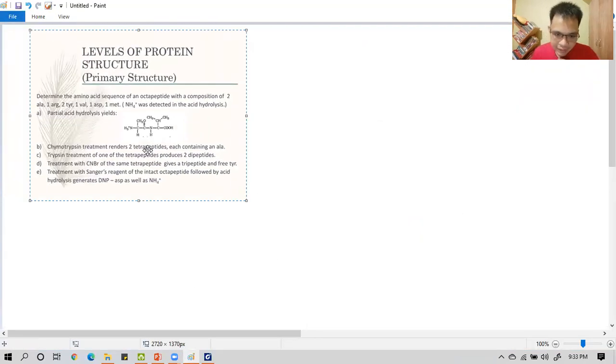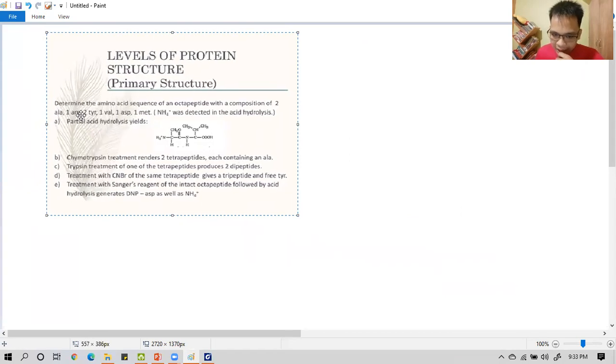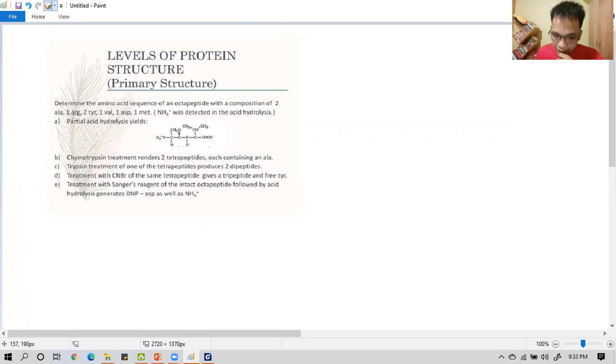Okay. Determine the amino acid sequence of a composition of 2 alanine, 1 arginine, 2 tyrosine, 1 valine, 1 asparagine, and 1 methionine. So, ito yung mga pinag-uusapan natin. These are our amino acid residues. We have dalawang ala, isang R, dalawang tyrosine, so that is dalawang Y, isang valine, isang aspartate, so that is E, and then methionine.